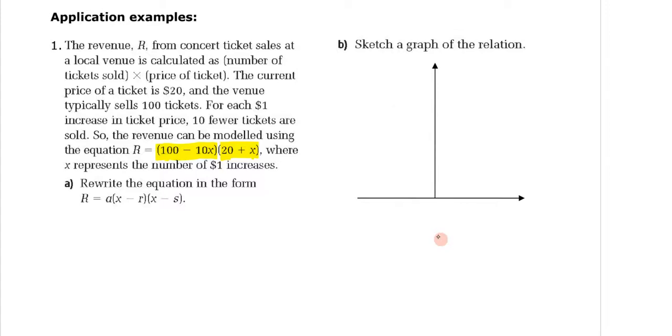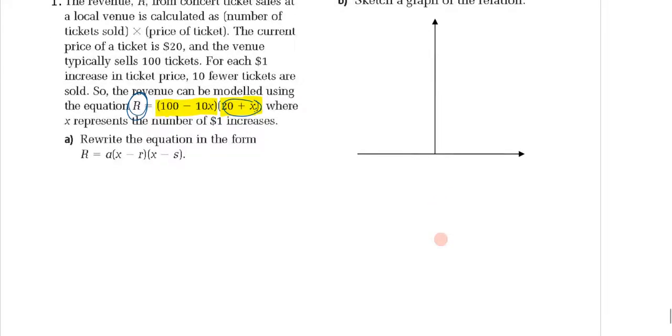And then for every increase in price, you're going to sell 10 fewer tickets. So if I increased it by $1, then 20 plus x becomes 21. But you would lose 10 tickets because 10 times 1 is 10, and 100 minus 10 would be 90. So you only sell 90 tickets instead of 100. So you have to balance it out correctly. You have to figure out how many increases can I get for x that would maximize the amount of revenue I get, okay, without losing too many ticket sales. So let's look at number A.